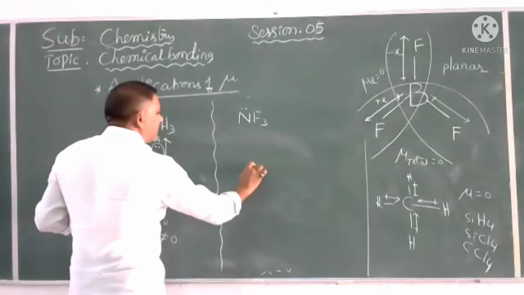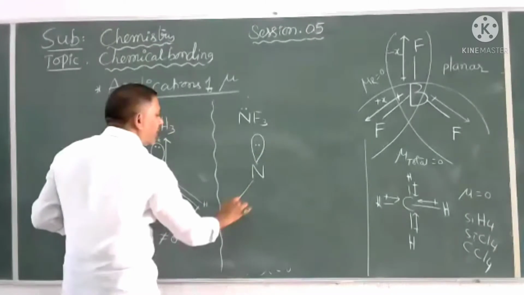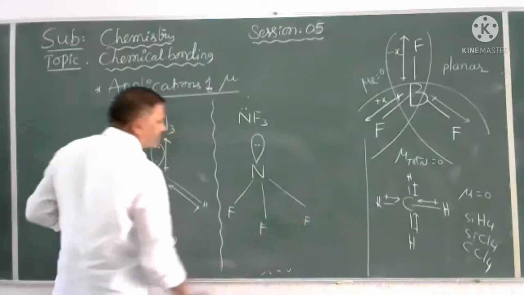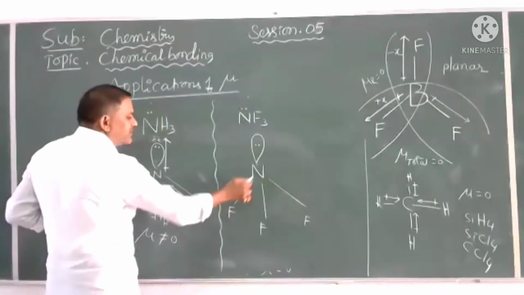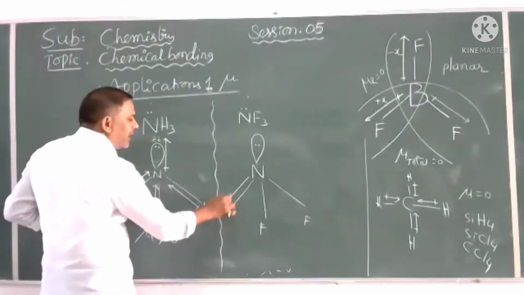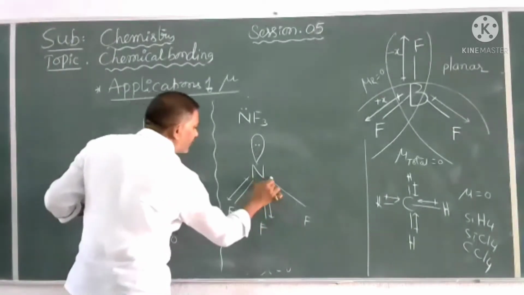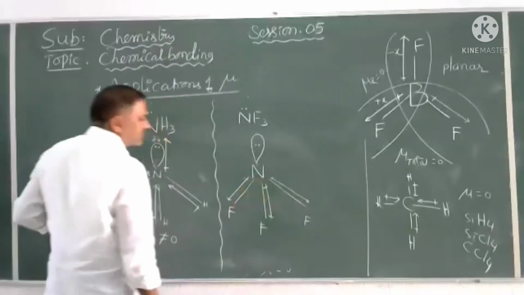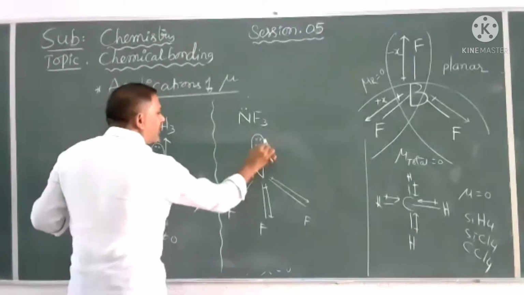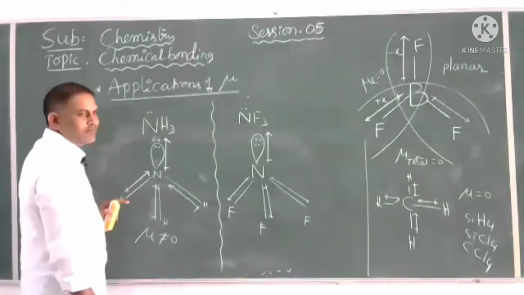In this case, your nitrogen has a lone pair and your 3 fluorine atoms are bonded: fluorine, fluorine and fluorine. Now compared to nitrogen, fluorine is more electronegative. That's why the bond dipoles point from nitrogen to each fluorine. But in the other case, compared to the nitrogen, the electrons have more electronegativity, so that is nitrogen to the electrons.